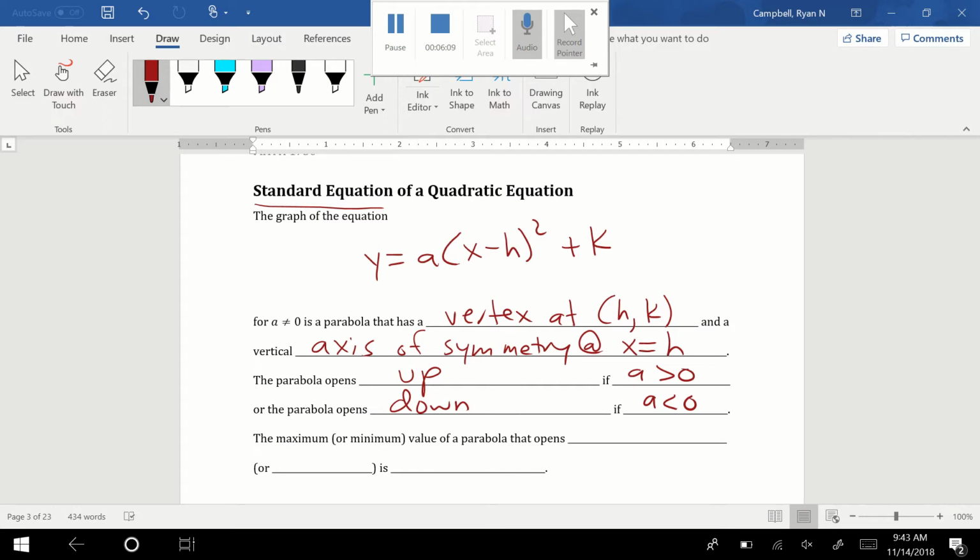We say that the maximum value or the minimum value of a parabola that opens up, that opens down. So the maximum value is when it opens down, the minimum value is when it opens up. And we say that this value is f of h, which is k. So if I ask you what the minimum value is, it's going to be the k value of your vertex. It's not going to be h comma k, the actual maximum or minimum is the y value. So that's just going to be k.